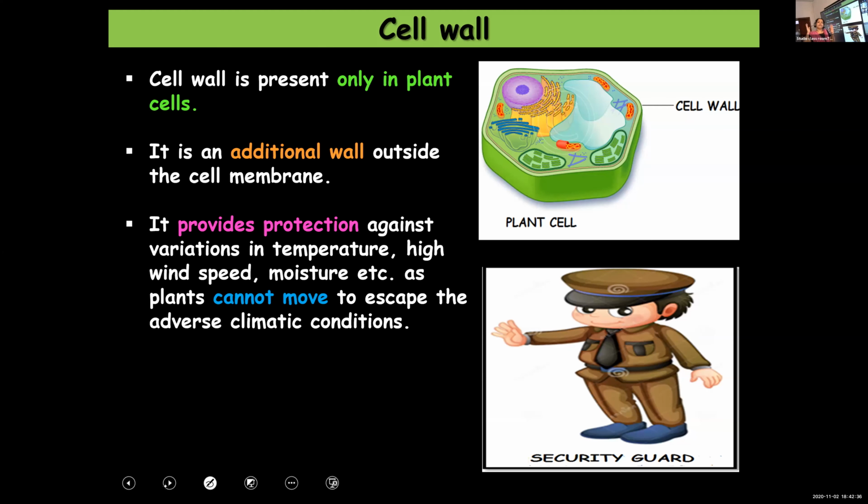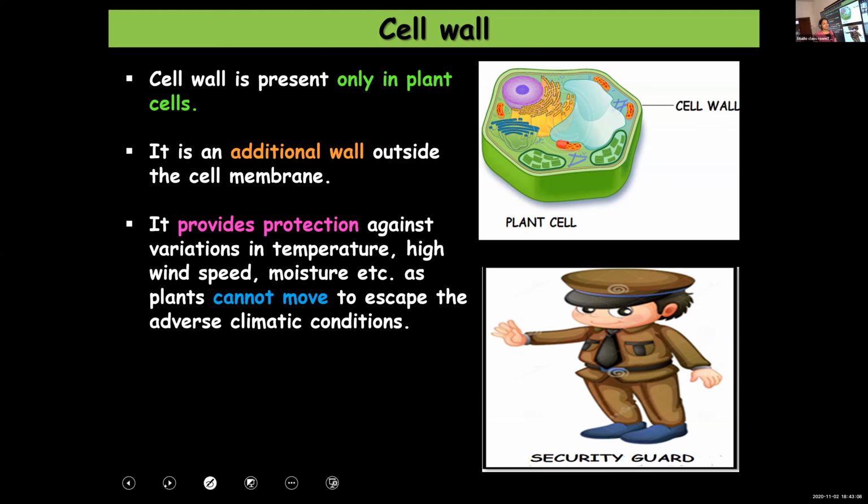So they will be fixed at one place, whereas animals are capable of moving. They can move to safer places. So because plants are fixed at one place, to give them additional protection, they have this cell wall. It will provide protection against fluctuations or changes in temperature, high wind speed, moisture, etc. As plants are not capable of moving to escape from such harsh conditions.